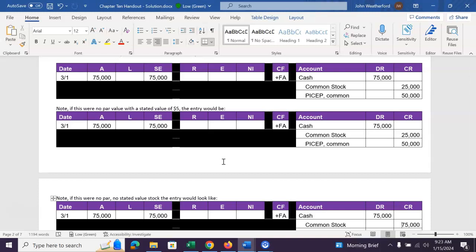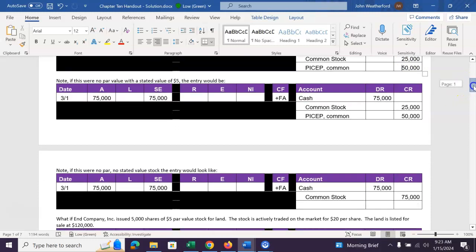The most common one, or the one we will deal with the most, is certainly the par value. And there, just remember, cash goes on the books at the amount received. Common stock goes on the books at par value, and then the amount that cash received exceeds par value by is credited to paid in capital in excess of par common stock.